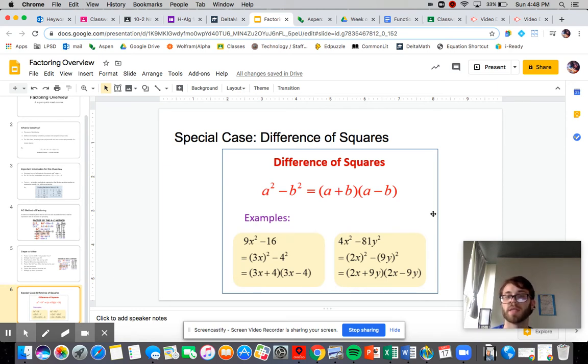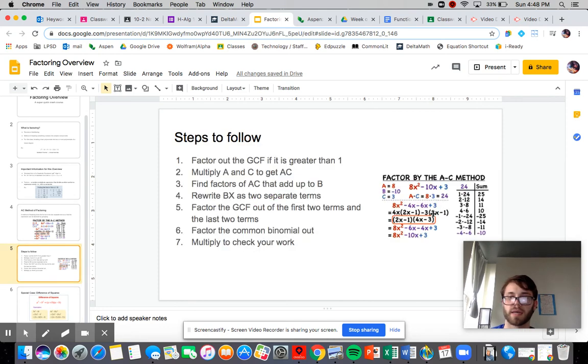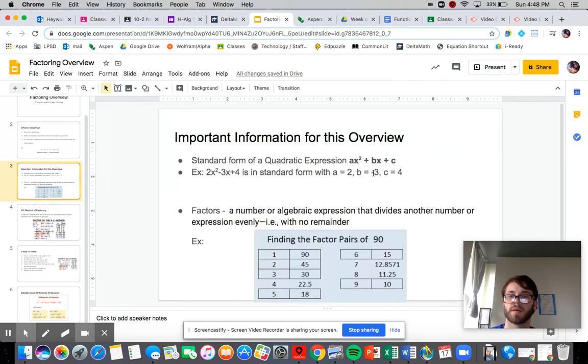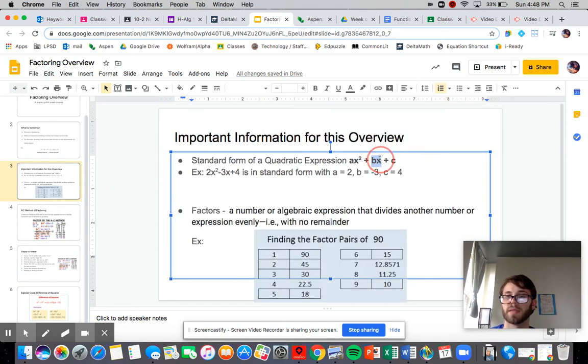Again, you could use any of the other methods of factoring that you're aware of to factor these as well. You just need to be careful, because if you were looking at something like the AC method that we looked at last time, your b in this case is 0. So you're looking for factors that add up to 0.